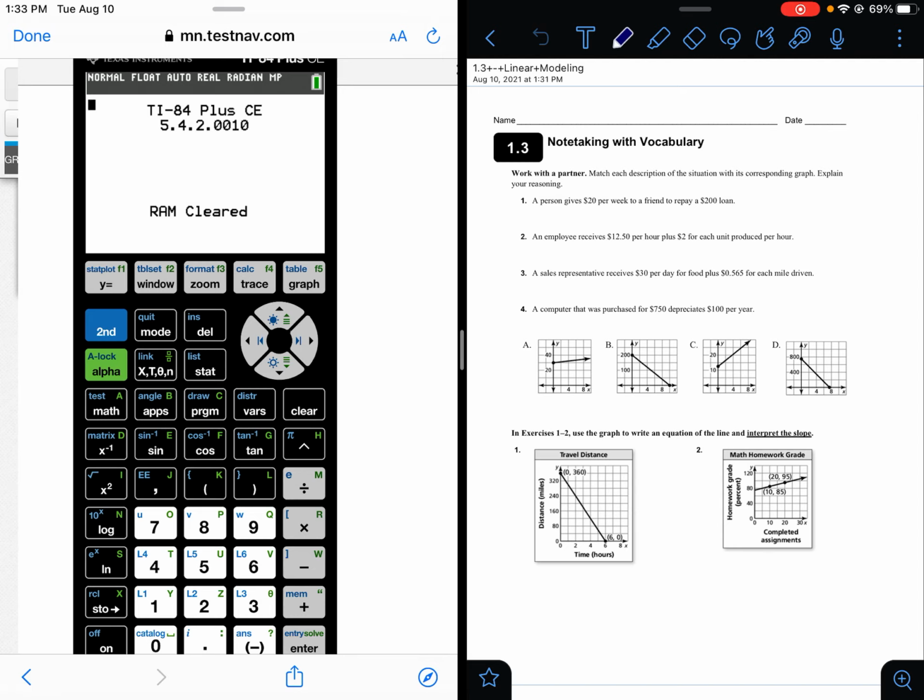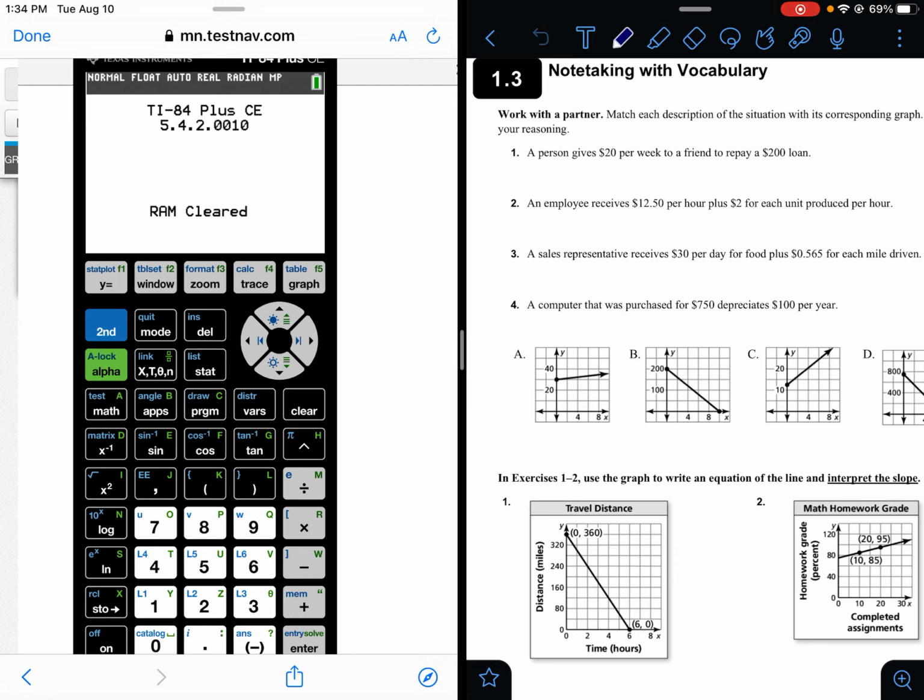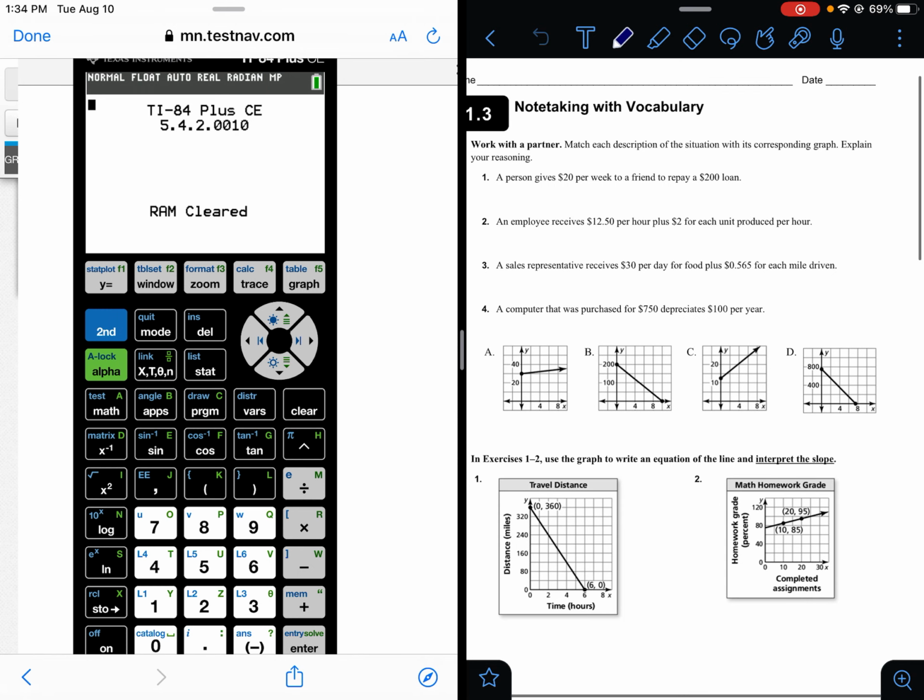So this is all about how we can use linear equations in real world applications. The first thing starts off with just understanding what a particular situation, what the graph may actually look like. So number one says a person gives $20 per week to a friend to repay a $200 loan.